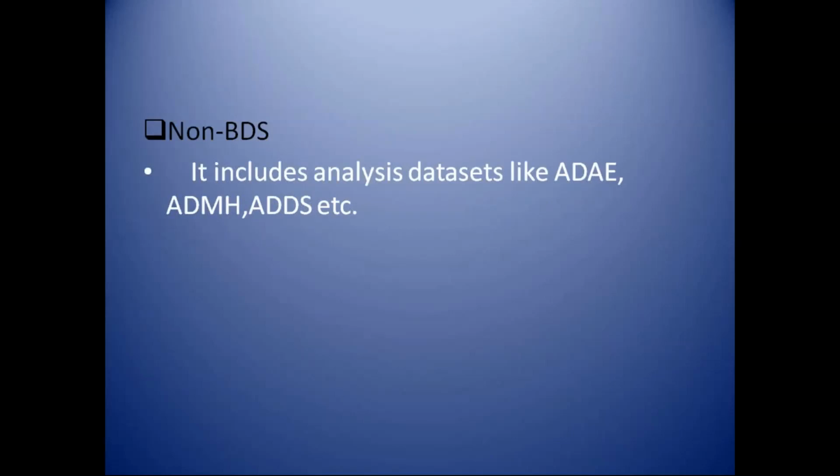So what does a non-BDS structure mean? It includes analysis datasets like ADAE, ADMH, ADDS. These structures are different from BDS and ADSL. The non-BDS structures only include ADAE, ADMH, and ADDS.